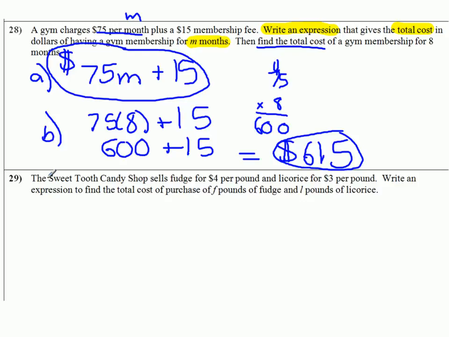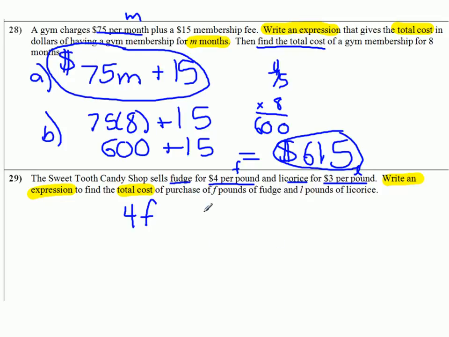And final question. The Sweet Tooth Candy Shop sells fudge for $4 per pound and licorice for $3 per pound. Write an expression to find the total cost of purchasing F pounds of fudge and L pounds of licorice. So if I buy F pounds of fudge, the fudge, it's right here, is $4 per pound. So I have to stick my little F right here. And the licorice, there's my licorice, is $3 per pound. So again, my L is going to go here.